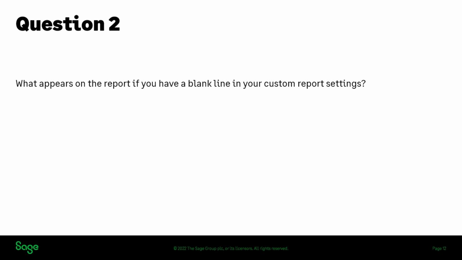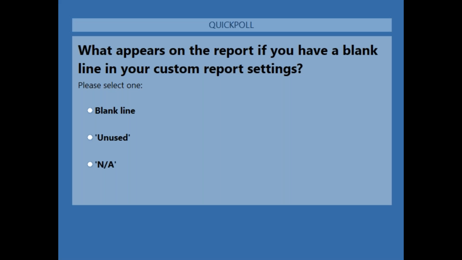So what appears on the report if you have a blank line in your custom report settings? So again, we'll bring that up. So we've got 3 options for this one. We have a blank line, we have unused will appear, or N/A or not applicable. So one of those 3 will appear on the report if you have a blank line in your custom report settings. So again, we'll leave this on for about a minute, then we'll close that down.